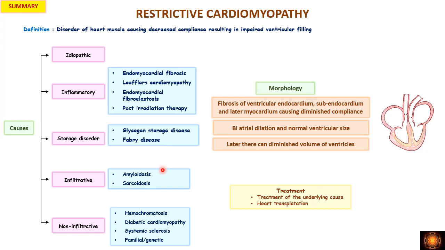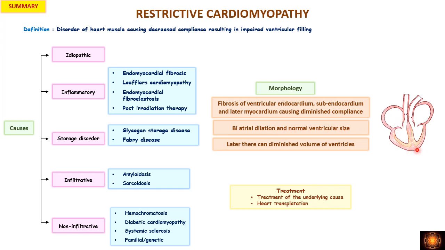Then in the infiltrative disorders, we have amyloidosis and sarcoidosis. Then the non-infiltrative, we have hemochromatosis, diabetic cardiomyopathy, systemic sclerosis, and the familial or genetic causes. So all these are the causes. And then when we see the morphology, as I told you, because of the fibrosis, which typically involves the endocardium or the subendocardium, later on the myocardium also, this causes diminished compliance. Because of this, there is a back pressure in the atria. So we have biatrial dilatation.